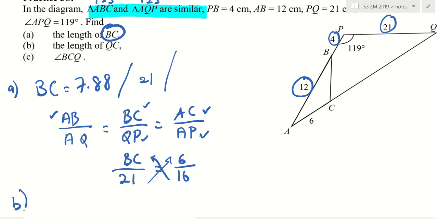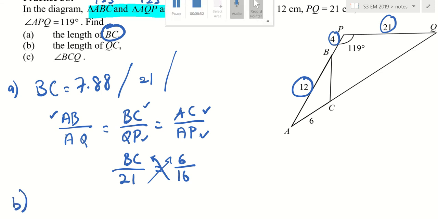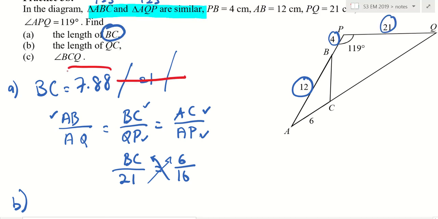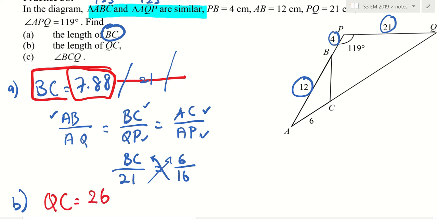Using the similar method, what is the answer for B? Clarify, 21 is not correct. So this is the answer. Matthew, what's the answer for B? 26. Correct.